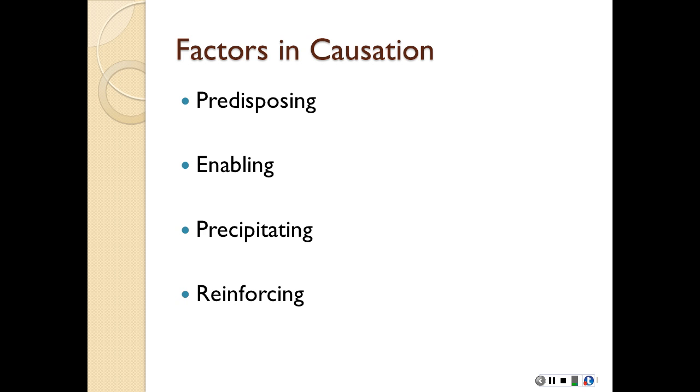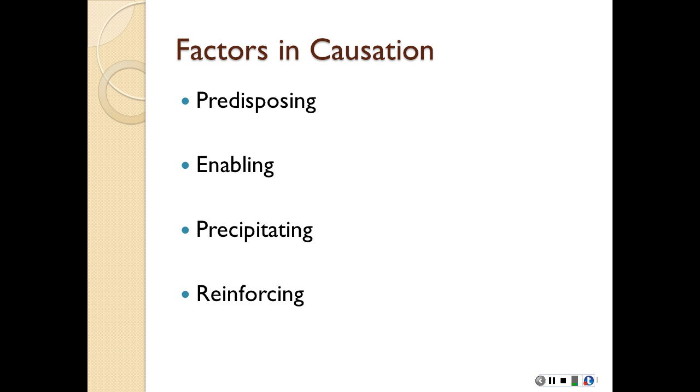All right. So there are 4 types of factors that we can really talk about that play a part in the causation of disease. Predisposing factors are those that make a person more susceptible to the disease. These are things like age or sex, or it could be prior illness or certain genetic traits. They make you more likely to get the disease. They make you more susceptible to the disease.